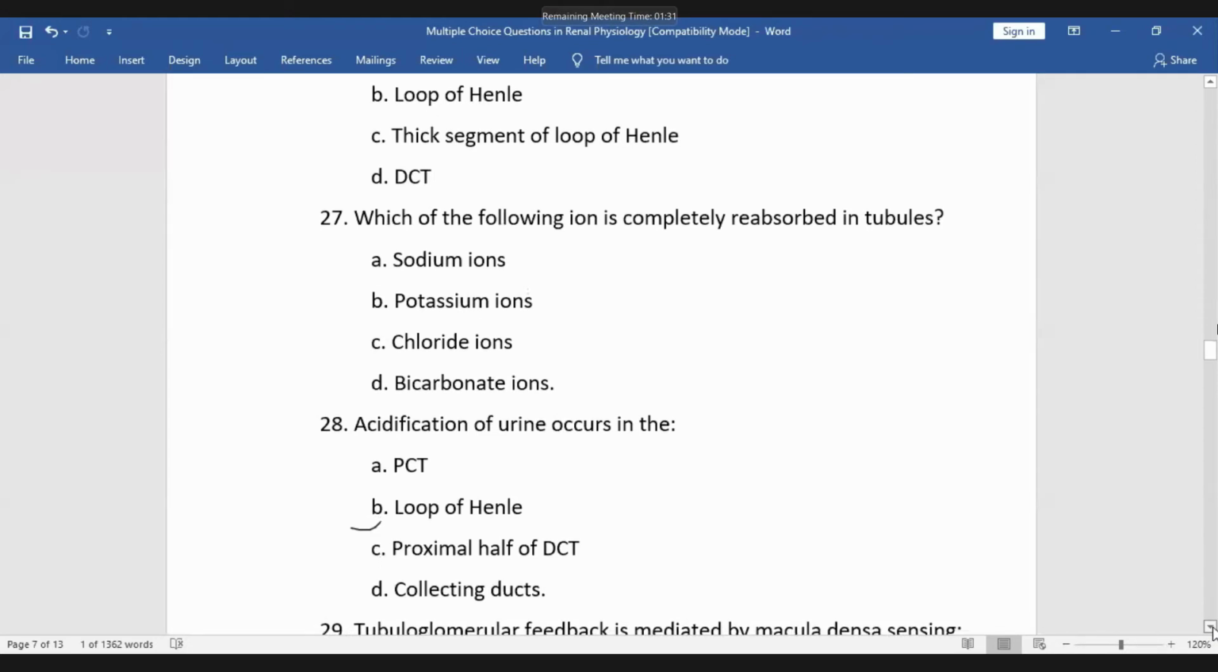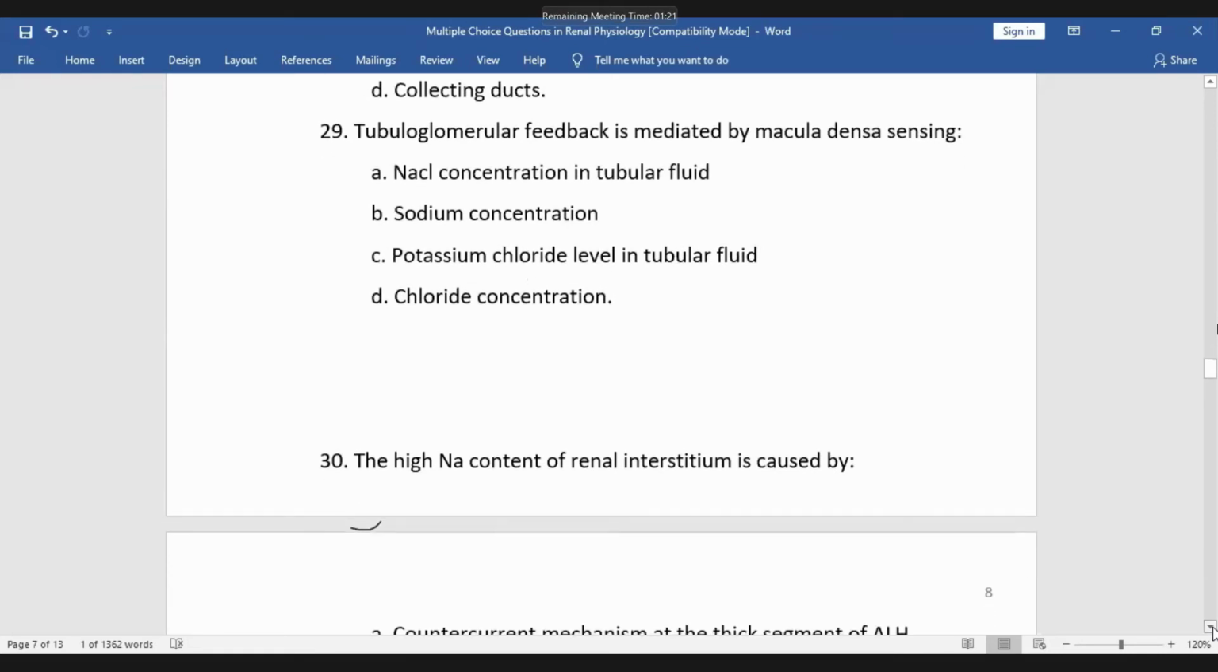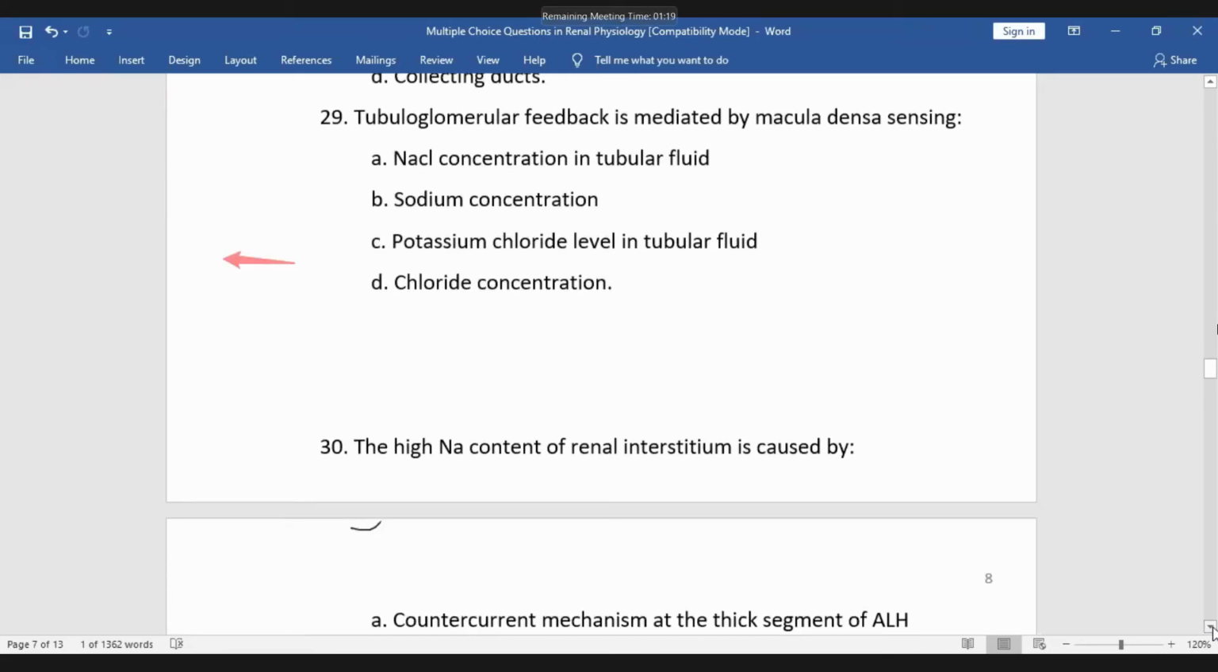Ladies and gentlemen, coming to the tubuloglomerular feedback. What is this one? Tubuloglomerular feedback, that is, the tubules and glomeruli feedback, is mediated by the macula densa. What is the macula densa? Modified epithelial cells at the end of the thick segment. Right? They are capable of sensing, they are capable of detecting.